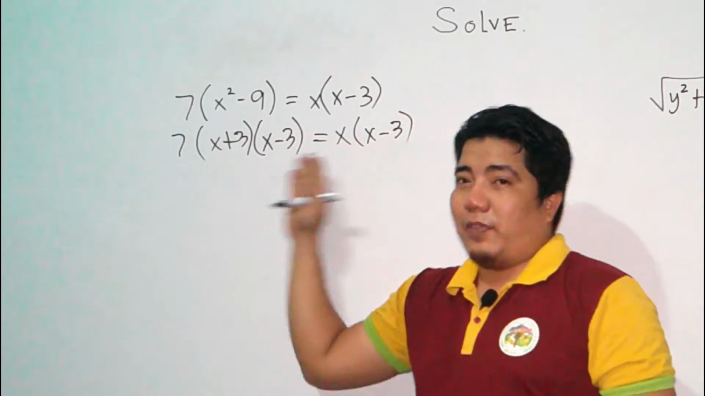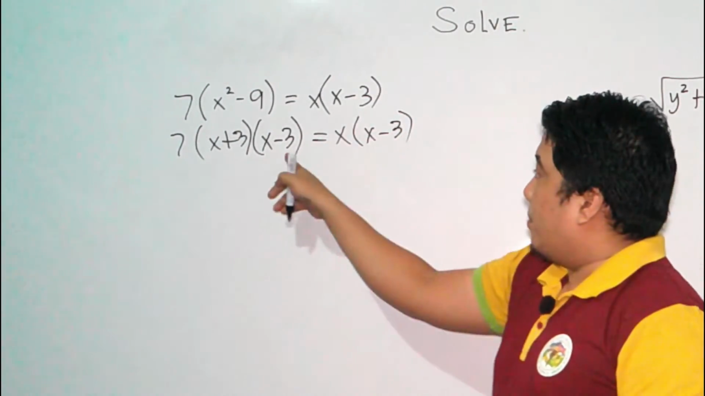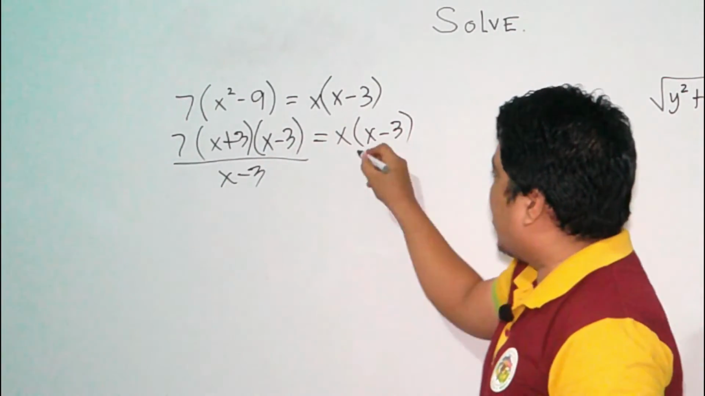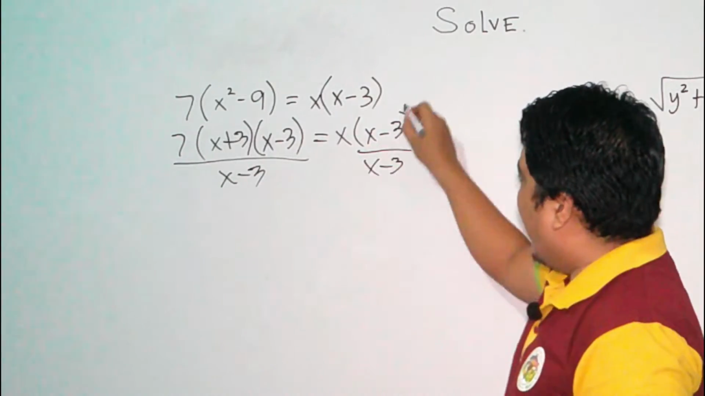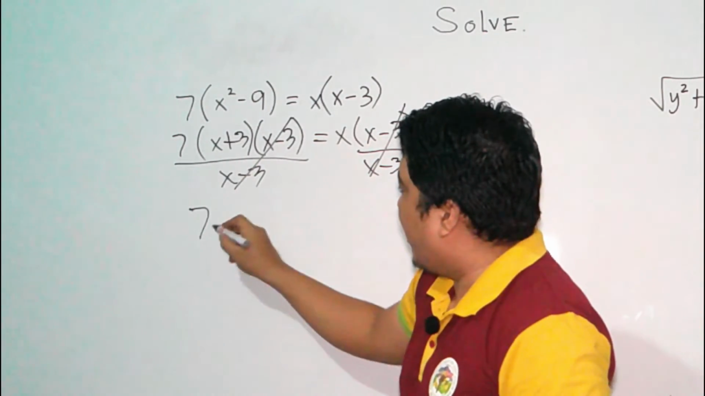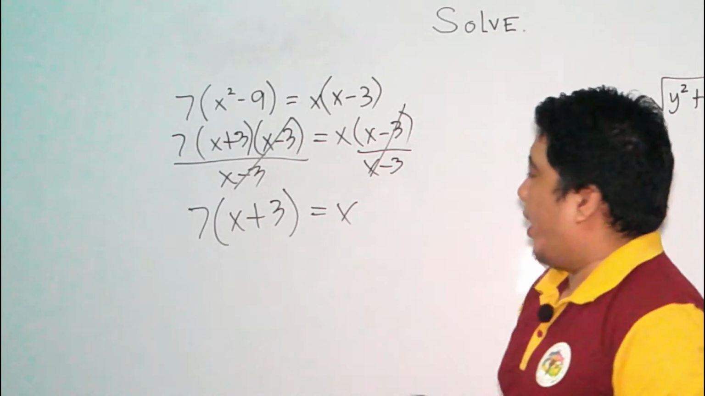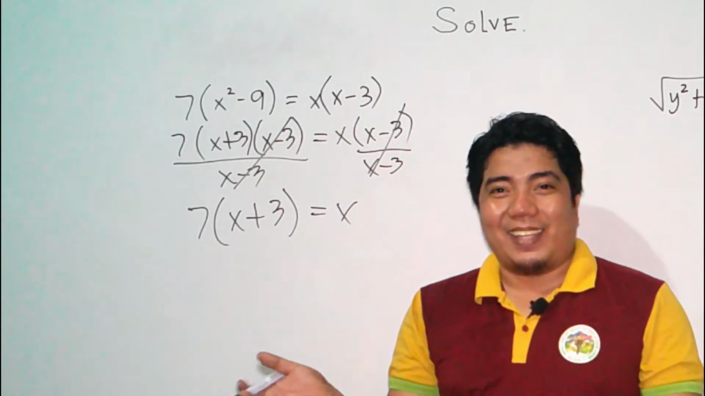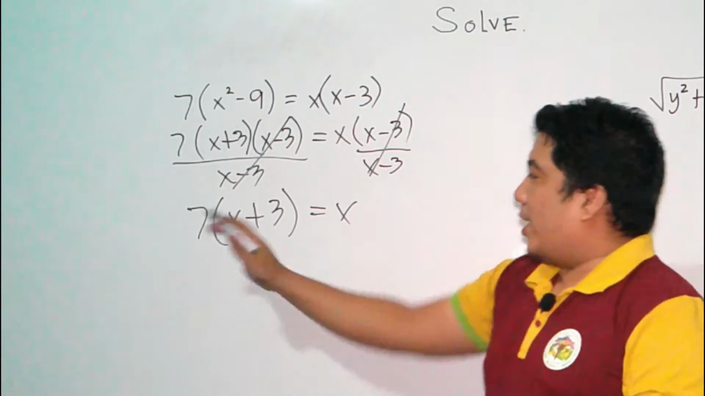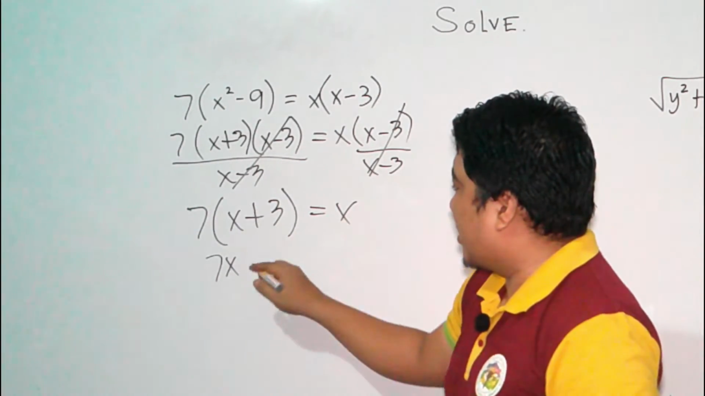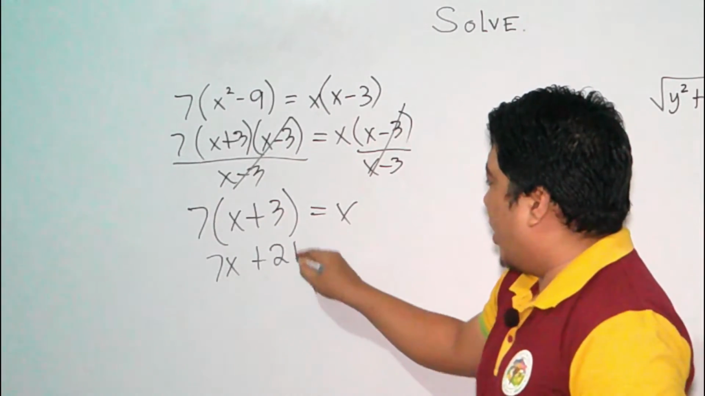As you observe in this part, they are the same, right? So you can just divide both sides by x minus 3. X minus 3 cancels out, leaving you 7 times x plus 3 is equal to x. Easy, right?